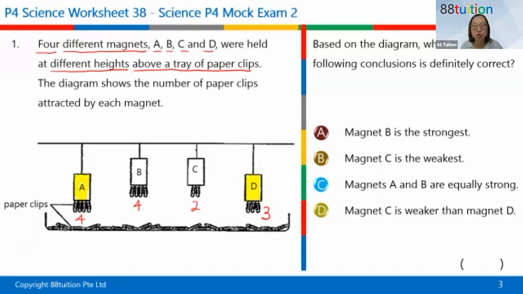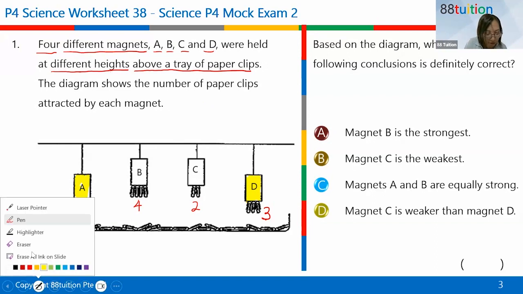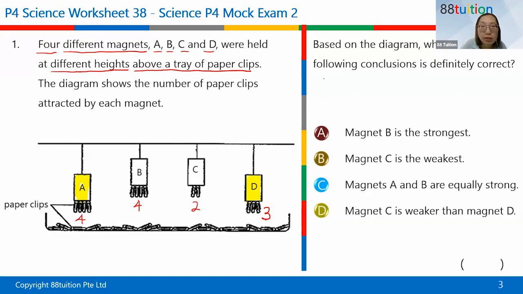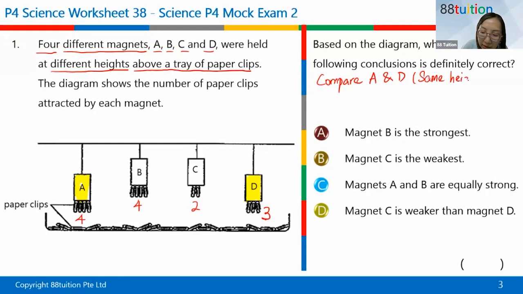Now A and D, which one is the stronger magnet? Can y'all type into the chat? Now you just compare A and D. Which one is stronger? Hang on, Irvi, I'm comparing A and D. So A and D are at the same height. If I compare A and D, Irvi, can you tell me which magnet is stronger between A and D?